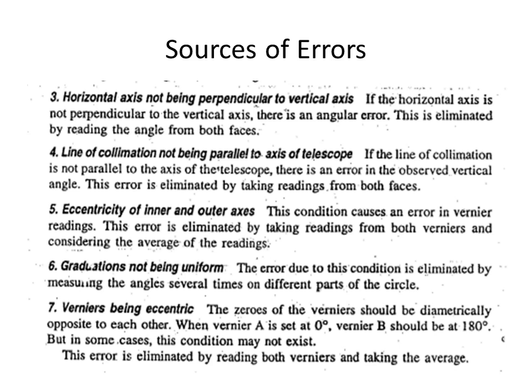Similarly, the next type of source is graduation not being uniform. This error is eliminated by measuring the angle several times on different parts of the circle. Then the next error is vernier being eccentric. The zeros of the verniers should be diametrically opposite to each other: when vernier A is set at 0 degree, vernier B should be set at 180 degrees. But in some cases, this condition may not exist. This error is eliminated by reading both verniers and taking the average.